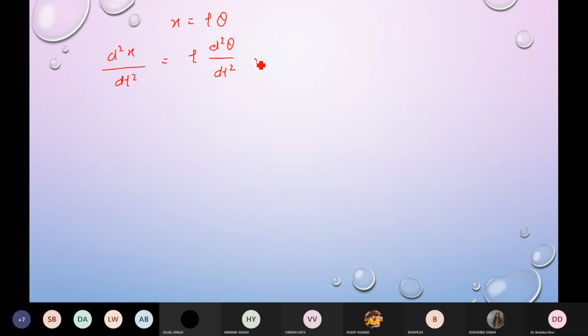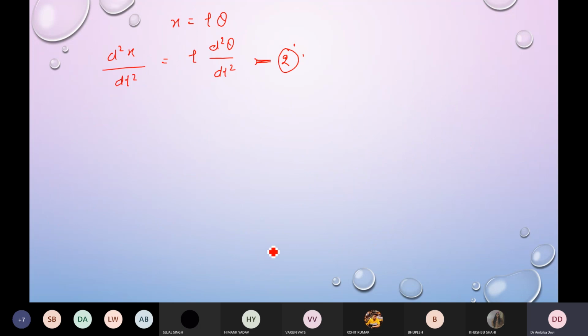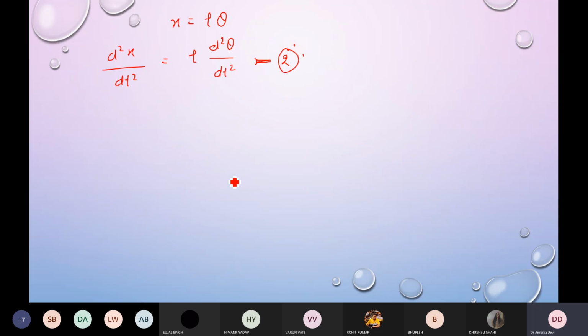Therefore, what does it mean? Because d2x upon dt square is equal to L d2 theta upon dt square. Let us say this is equation number 2. So if you compare equation number 2 with equation number 1, since the left hand sides are equal, the right hand sides must be equal, so this is equal to this value.